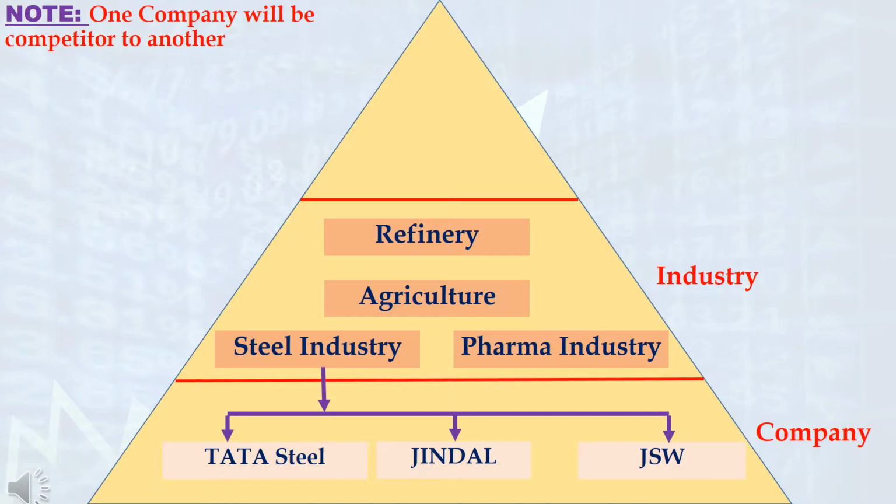In India, there are many varieties of industries available. For example, steel industry, refineries, agriculture, pharma industry. Like this, many industries are available. If I take the steel industry, under that there are many companies listed in the stock exchange. For example, Tata Steel, JSW Steel, Jindal Steel. In this, one company will be a competitor to the other company. So, select the best performing company and invest your money in that company.